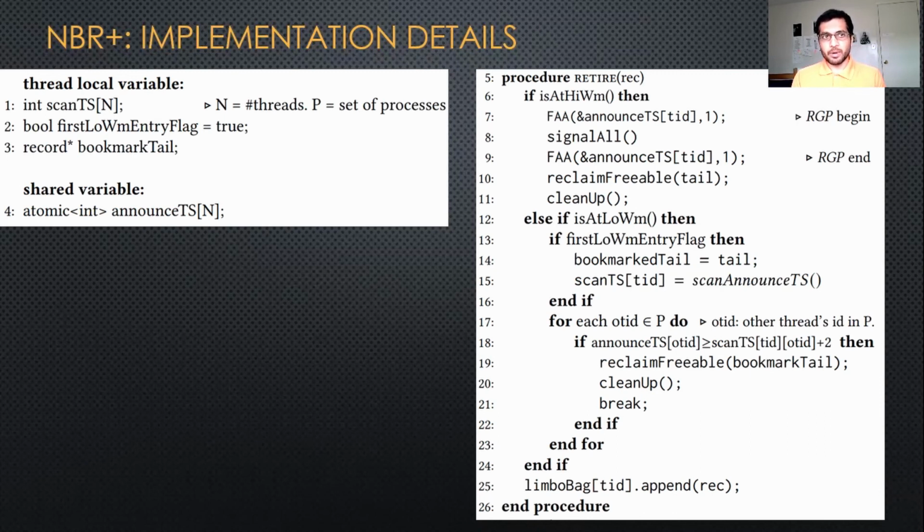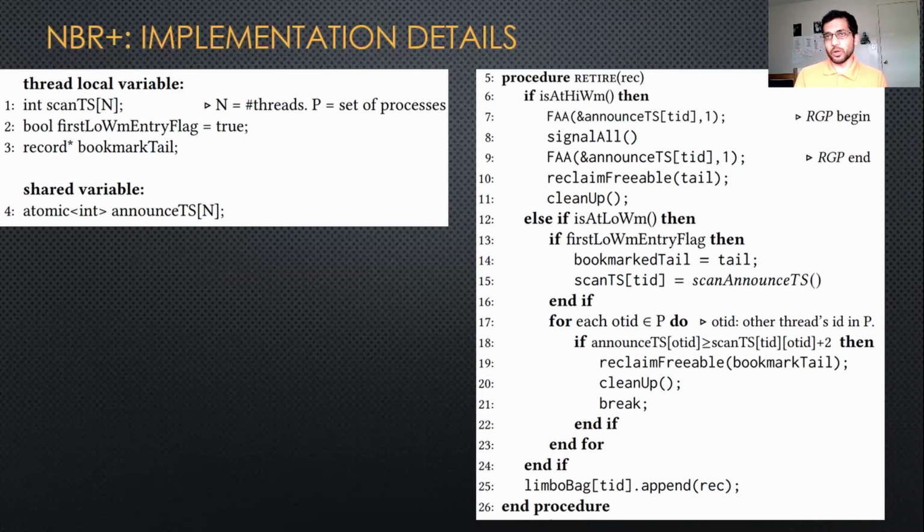And in addition, a thread maintains a low watermark entry flag, which helps a thread to create some metadata the first time it enters into the low watermark entry. And a thread also maintains a pointer to the last record that was retired in its private buffer, so that it keeps track of till what point it is safe to free a record before it has successfully observed another thread which has started and finished sending signals. And a thread also maintains a single item multi-reader location, which is announced TS, where a thread announces its timestamps when it is actually sending signals.